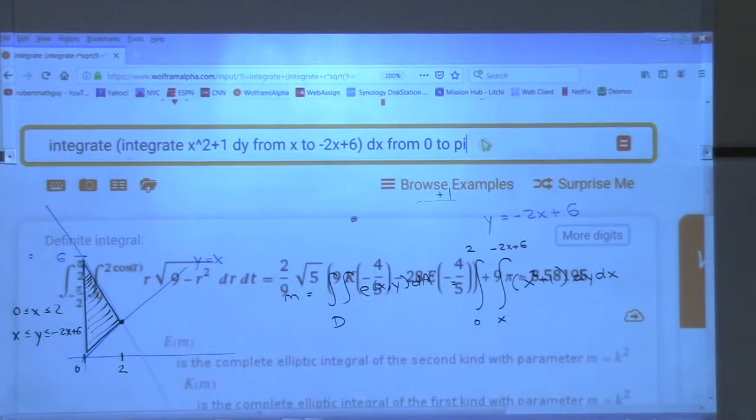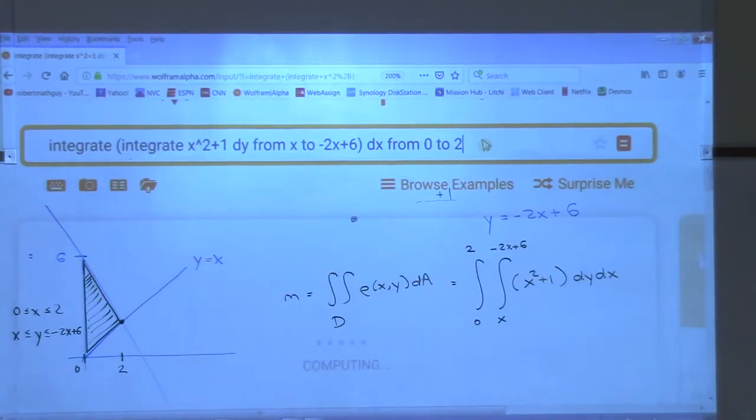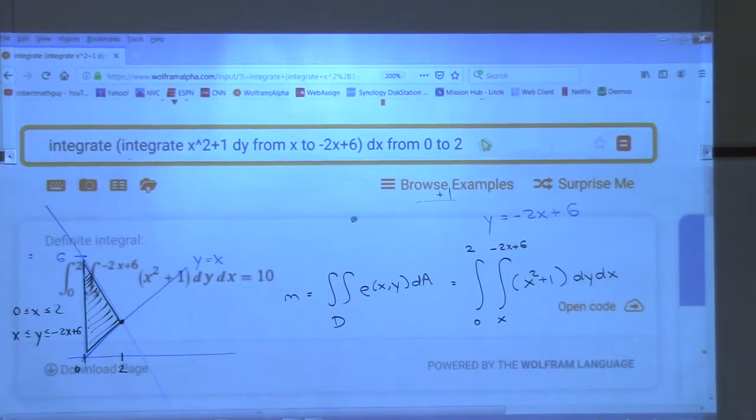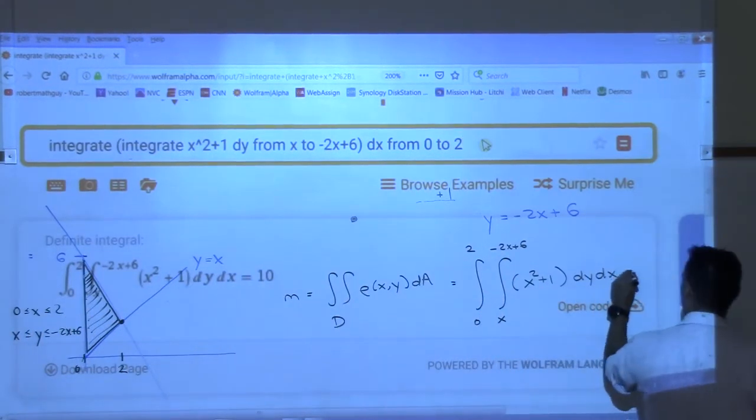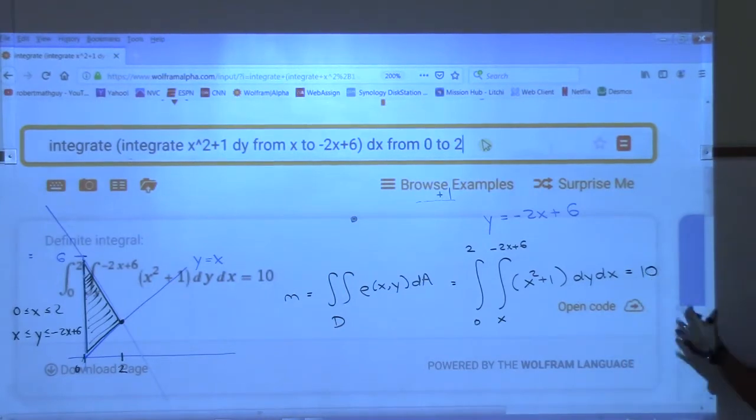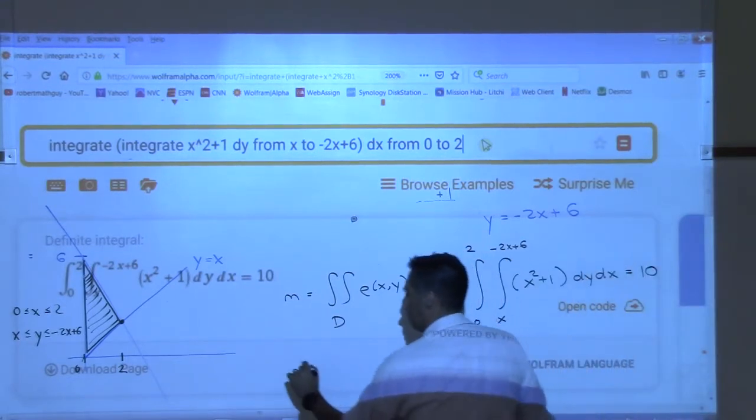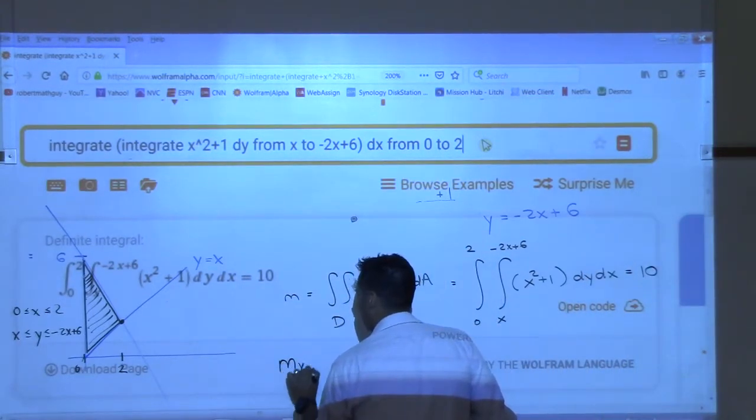So after about 30 minutes of work, you should get that the mass of this is 10. Okay, nice. It works out to be a nice clean number. We don't have any units right now. All right. Now, let's do the moment about the y-axis, which I'll need.